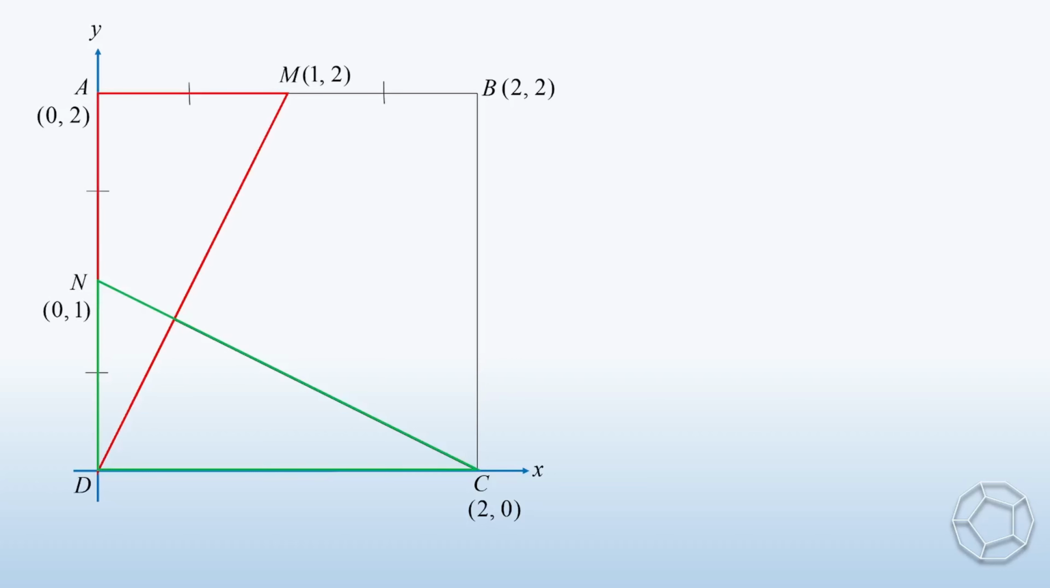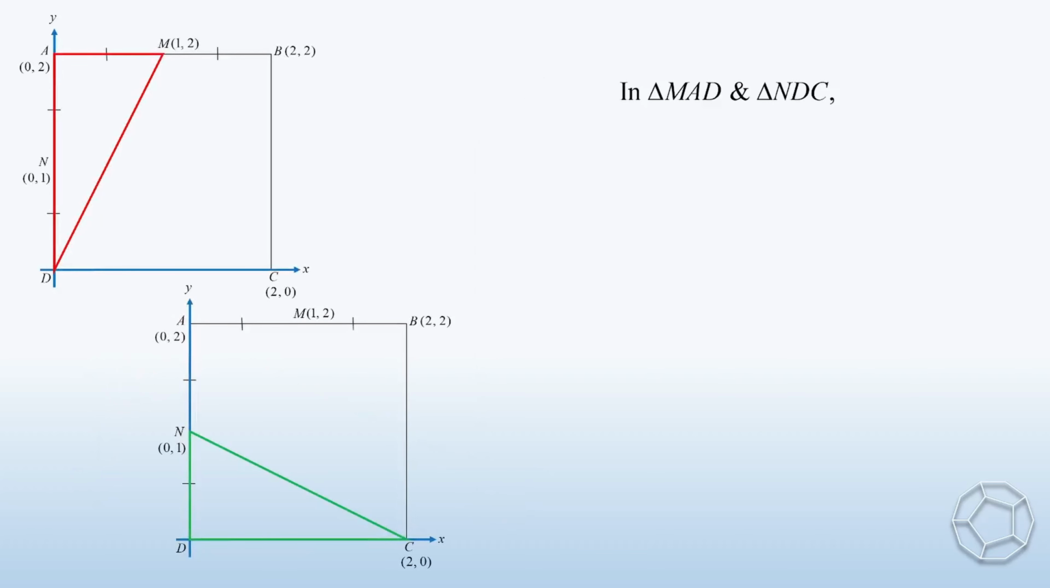Now, we look at the red triangle MAD and the green triangle NDC. Because they are overlapping, let's separate them into two figures like this. What can we say about them? Well, they look alike. So we're going to prove that they're congruent.